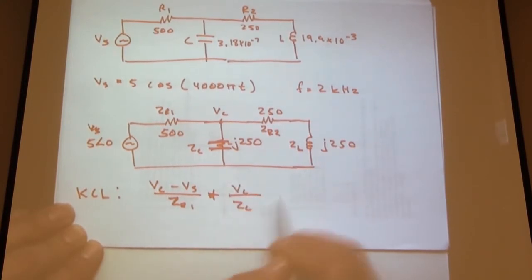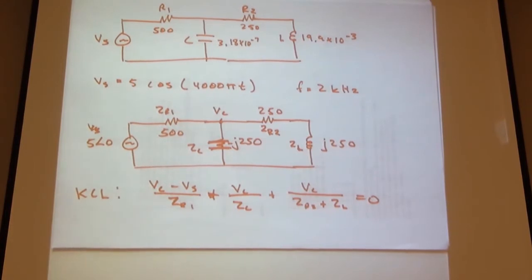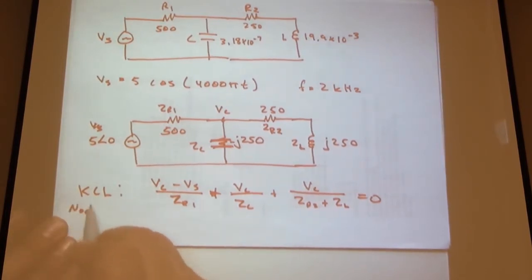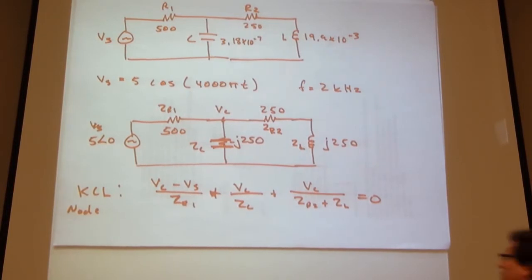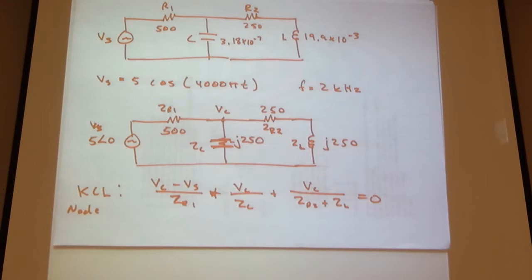VC over ZC plus VC over ZR2 plus ZL equals 0. So KCL, or node analysis, however you want to say it. And so one equation, one unknown. Yes, they're all complex numbers. We can plug that in.